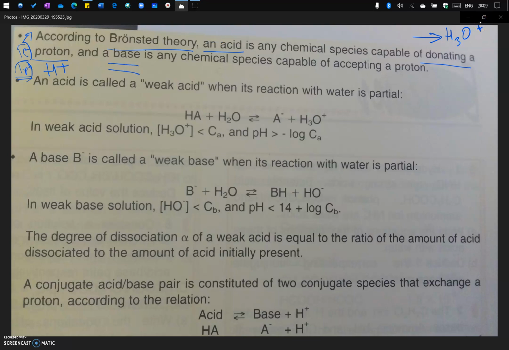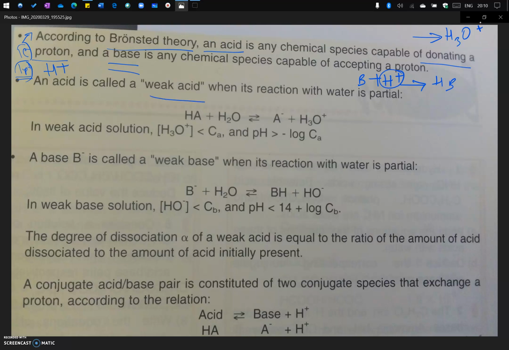A base, on the other hand, is any chemical species capable of accepting a proton. So a base accepts a proton, H+ or H3O+, and gives HB, for example. Okay? So H+ will be in the reactants.